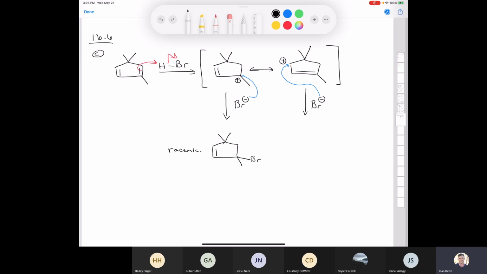With the next one, let's draw what the product would look like. I have my double bond here, single bond, gem dimethyl, and I have my bromine over here like that. There we go. And this compound is also racemic.